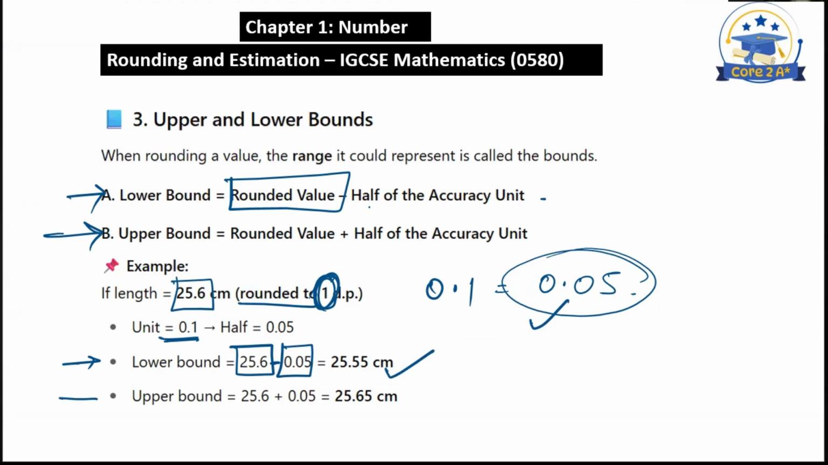Okay. For upper bound, what do you have to do? For upper bound, you just write down the rounded value. The rounded value is 25.6, and add. What do you have to add? Half of the accuracy unit. The accuracy unit is 0.05. So after adding, this is your upper bound. I hope everything is clear.